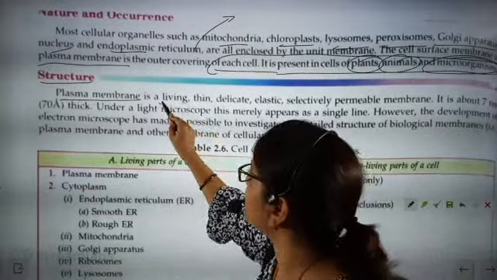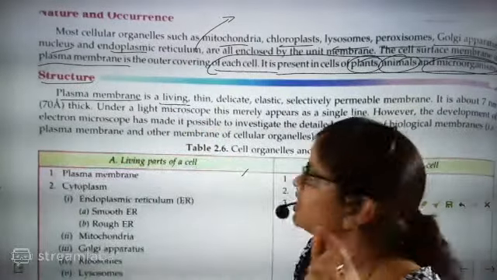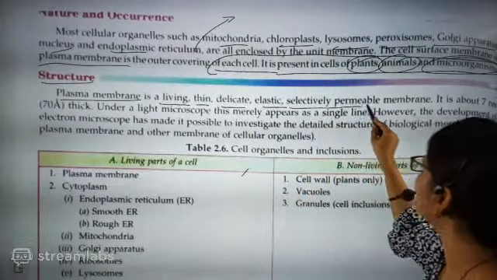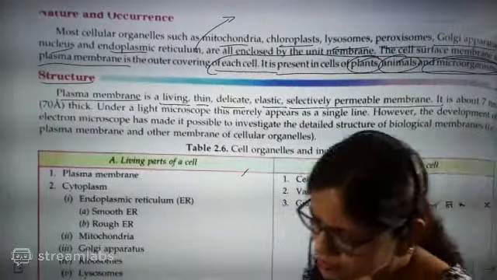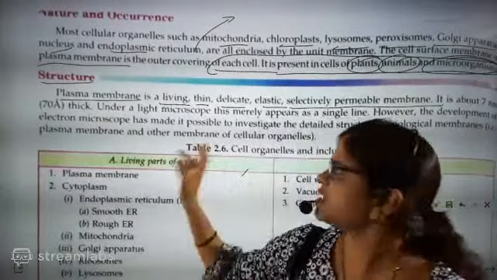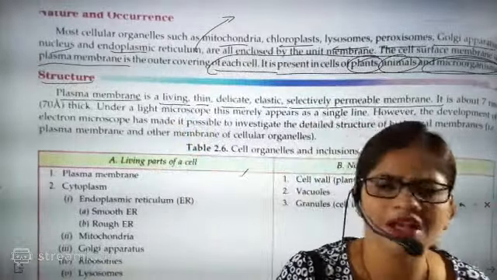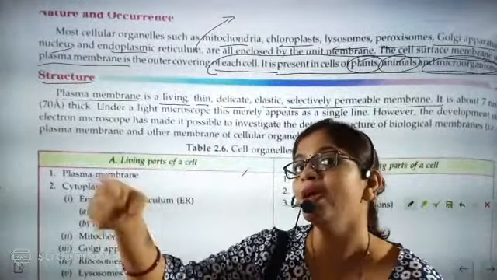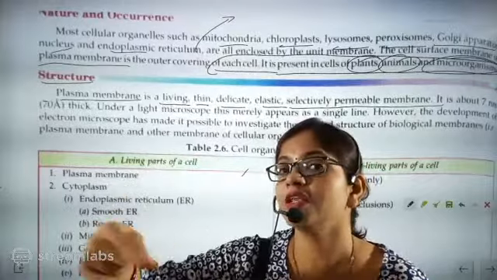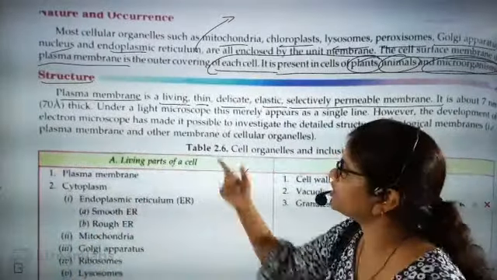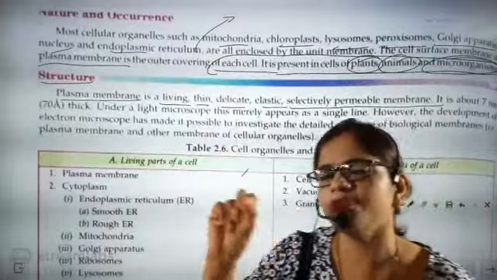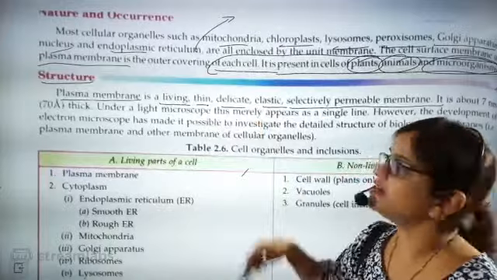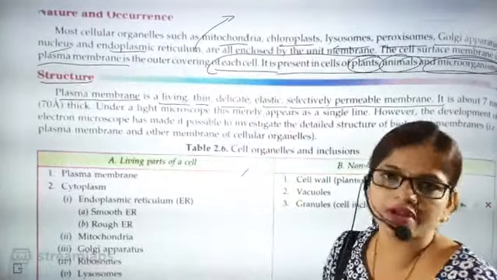The plasma membrane is a living, thin, delicate, elastic, selectively permeable membrane. Definitely the plasma membrane is a living part of the cell. It is not dead. Next important point is it is thin. So definitely this membrane is very, very thin. It is not thick. Next, delicate. 100% the plasma membrane is delicate.